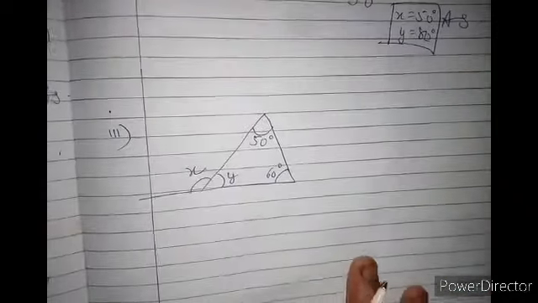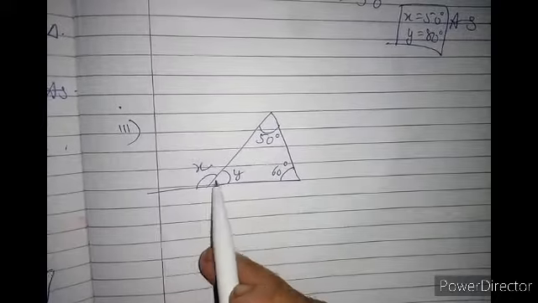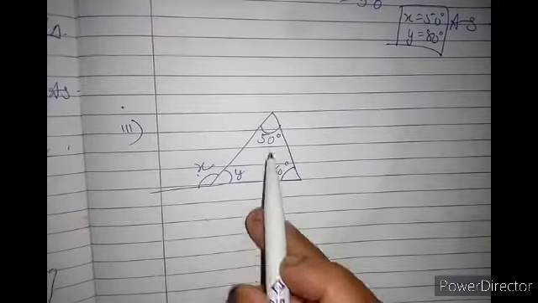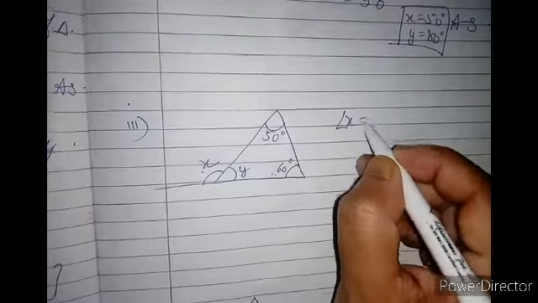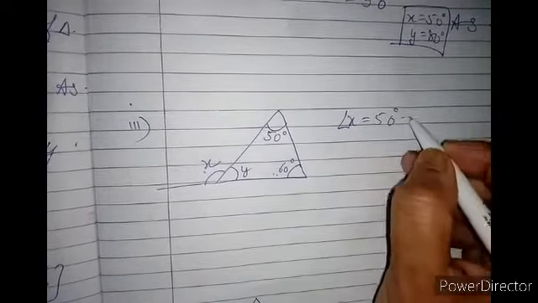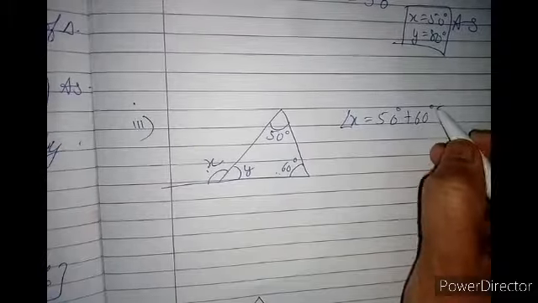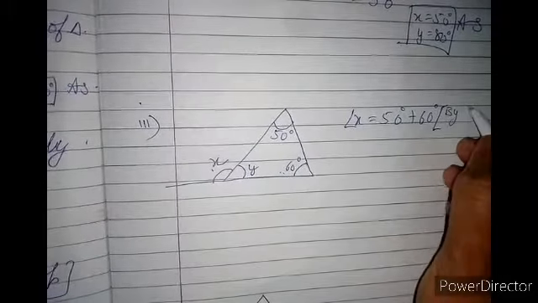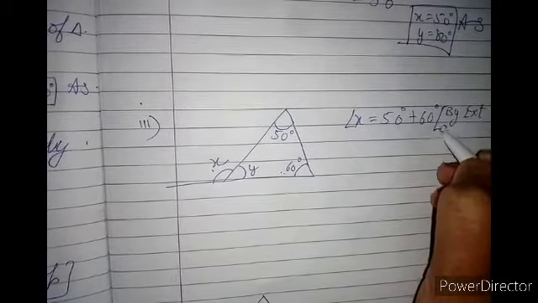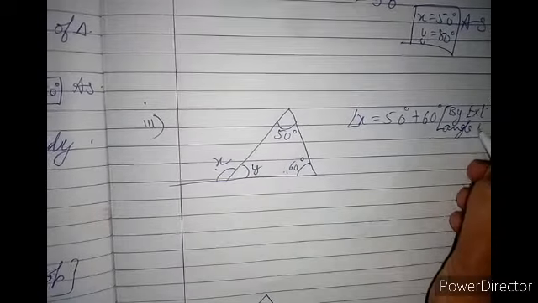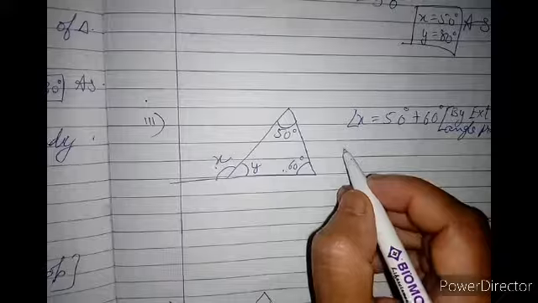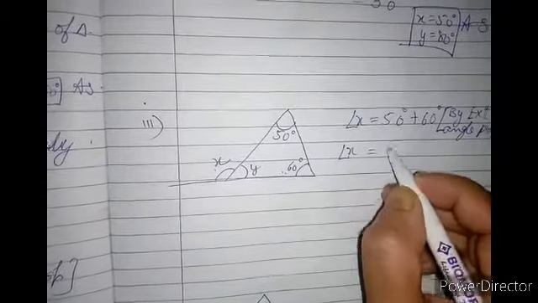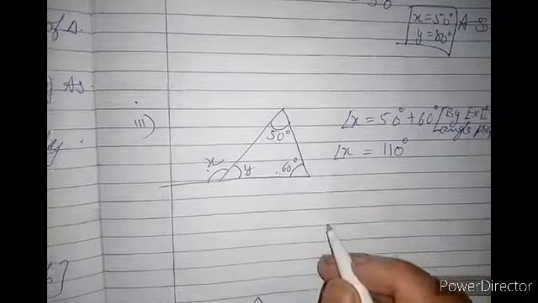Now in this part we see x is equal to 50 plus 60. Why? We have used the exterior angle property. The outside angle is equal to the sum of the opposite interior angles. So here we get x is equal to 110 degree.